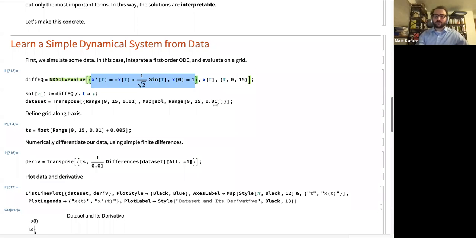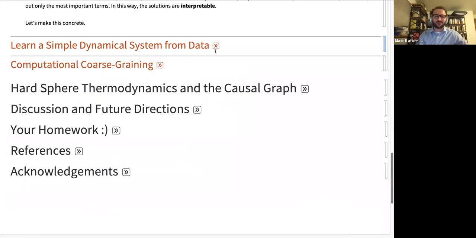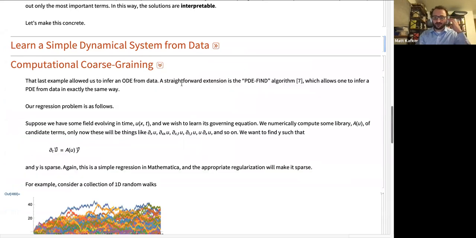Maybe it will be more interesting if I start talking about some of the PDE stuff. I don't have any computed examples, but I can show you what types of questions you should think about if you want to go and look into this, because there are much more interesting questions than fitting this to an ODE. This is the computational coarse graining section.